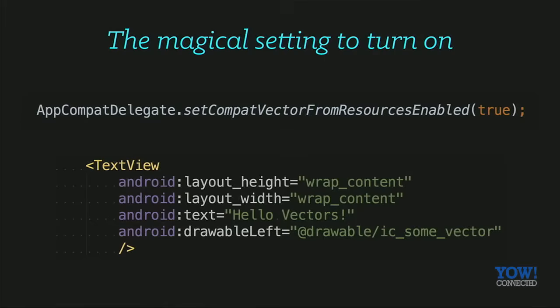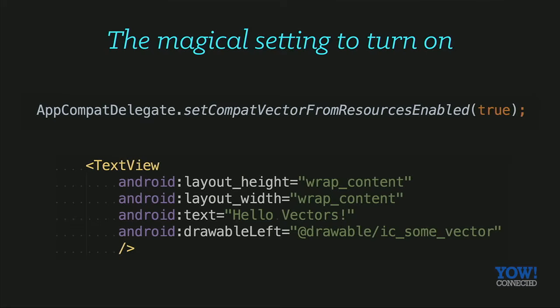If you call app::compat_delegate.setCompat_vector from resources enabled true, what is going to happen is it's going to enable some magical extra backwards compatibility code that will mean you can reference vector drawables anywhere. So you don't need to worry about these small caveats at edge cases. And you can see there what I'm actually doing is we're referencing a vector drawable from the drawable left attribute.